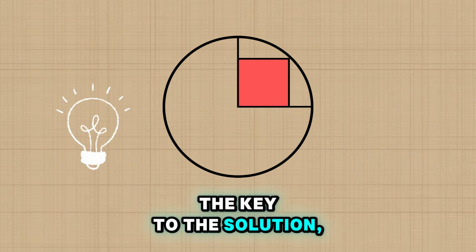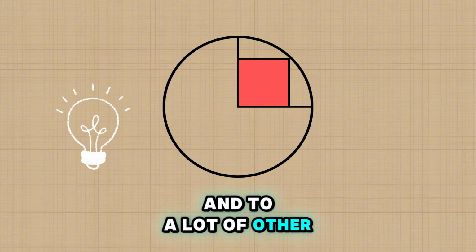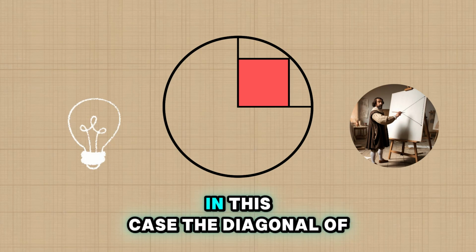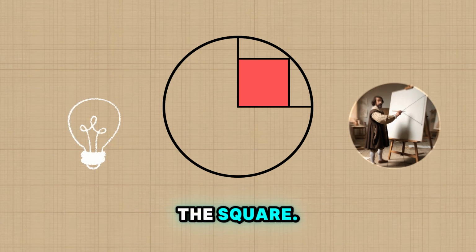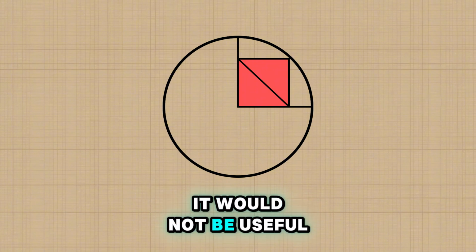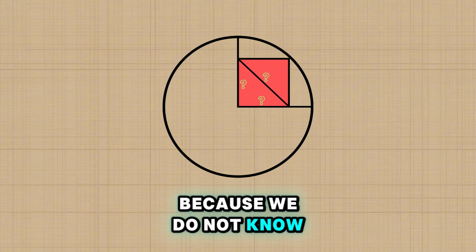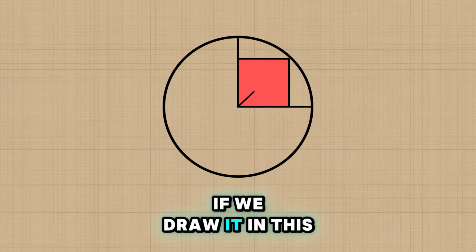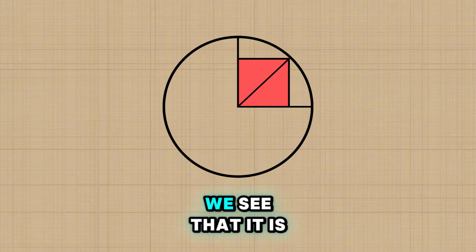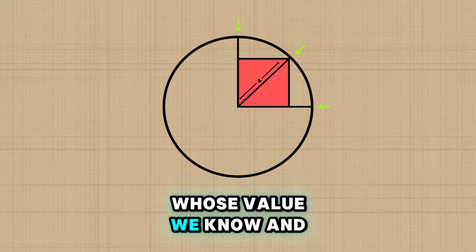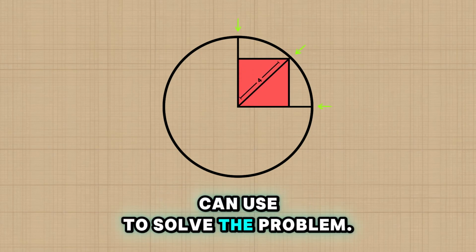The key to the solution, and to a lot of other geometry problems, is to draw a new segment, in this case, the diagonal of the square. But if we draw it in this direction, it would not be useful because we do not know the length of the sides of the square or the diagonal. On the other hand, if we draw it in this other direction, we see that it is identical to the radius of the circle, whose value we know and can use to solve the problem.